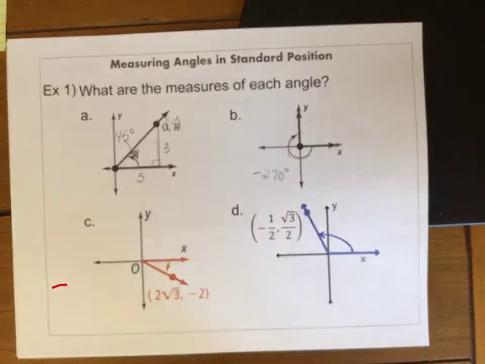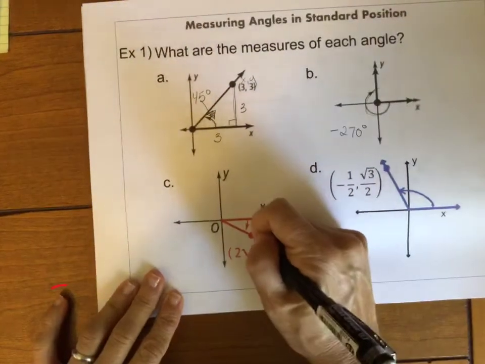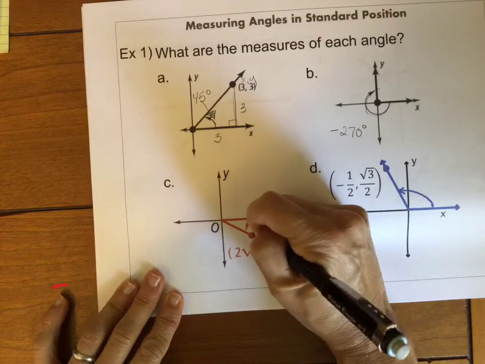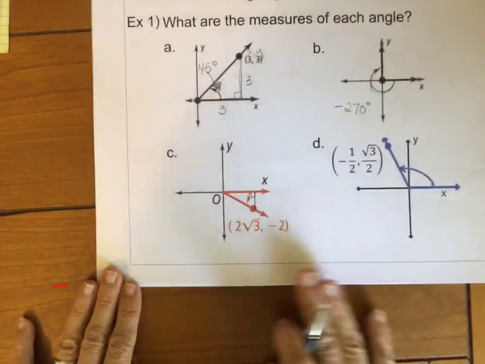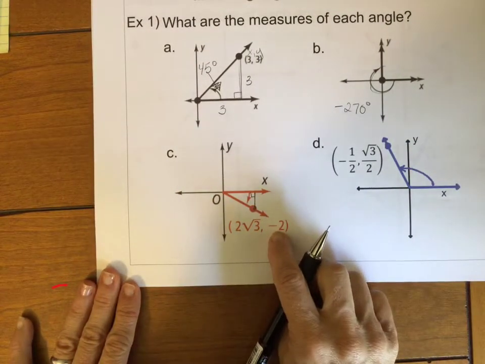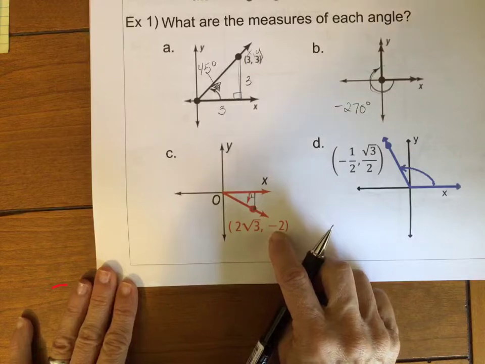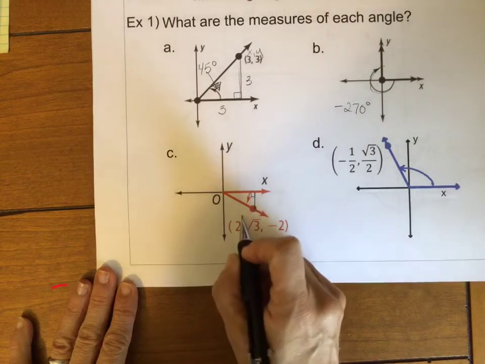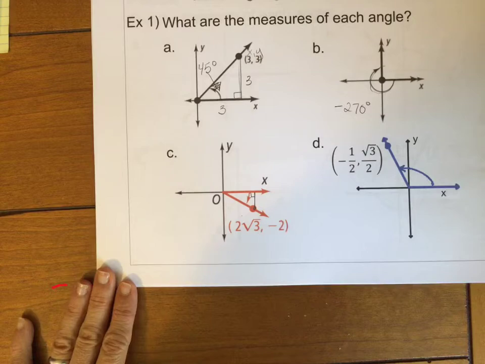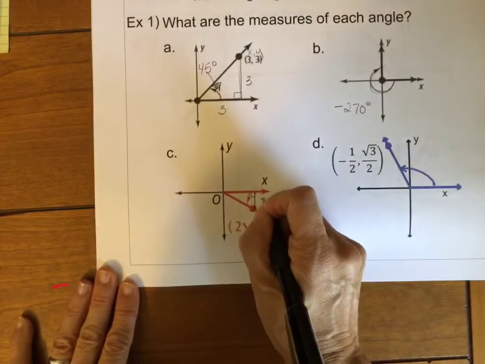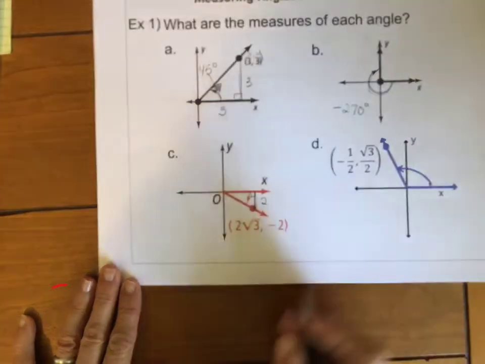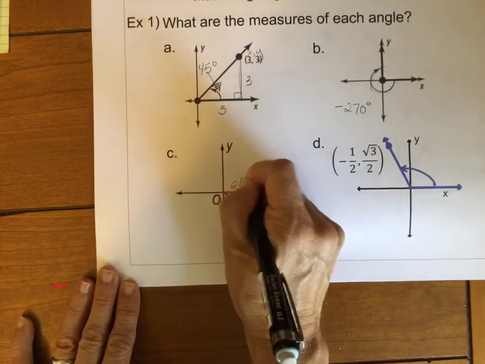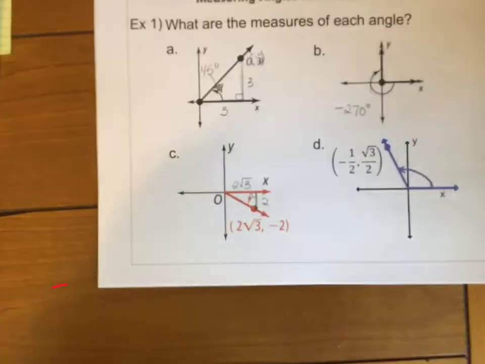So again, if we look at C, I'm going to start here at my point and draw up to my nearest x-axis. So that is 90 degrees. And just ignoring the fact that my y value is negative 2. It's negative 2 because if I was in this quadrant, the fourth quadrant, my y values would be negative, but my x values would be positive. But if we're talking distance, then it's 2 units long. So my y side is 2. This up here, my x value is 2 root 3.